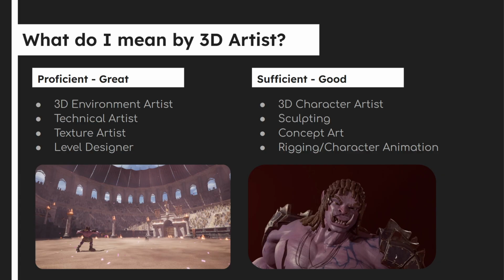So what do I mean when I say I'm a 3D artist? There are 2, I guess, categories: things I'm proficient in and things I'm sufficient in. Proficient meaning great at. I'm really good at environment art, technical art, texture art, level design, just anything more environment based is my strong suit, right? So large scale things, atmospheric, I'm really excelling at. But sufficiently, which means I'm good at, is character art, sculpting, concept art, and rigging/character animation.